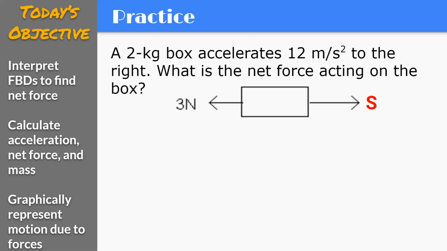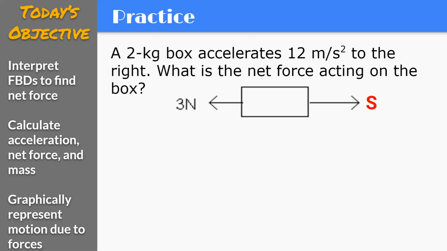So this one says a 2 kilogram box accelerates 12 meters per second squared to the right. What is the net force acting on the box? Okay, so there are 2 ways that you can find net force. You can find net force if all of the forces are labeled on your free body diagram simply by getting the sum of your forces in the x direction, the sum of your forces in the y direction. Okay, I don't have that here. I don't have a value where S is, so I don't know what that force is, so I cannot solve it in that way.